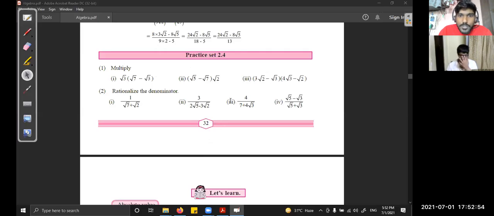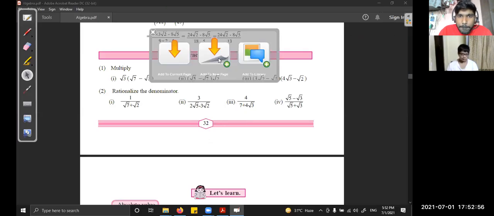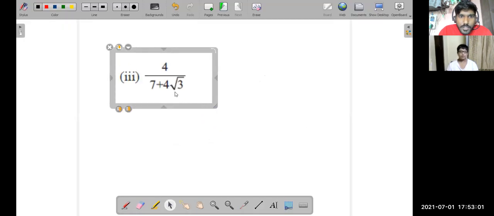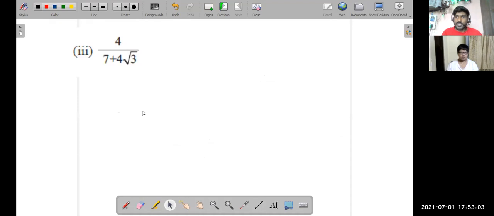Okay. Can you try now the third one? 4 upon 7 plus 4 root 3. This will be easy now. Try this without mistake.